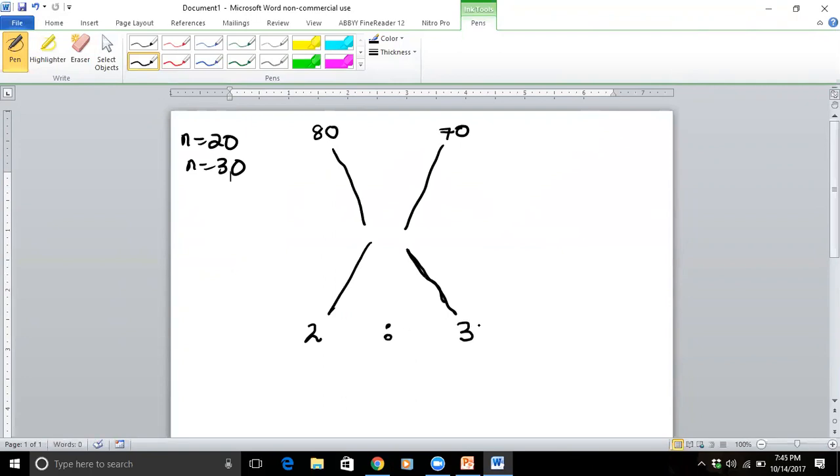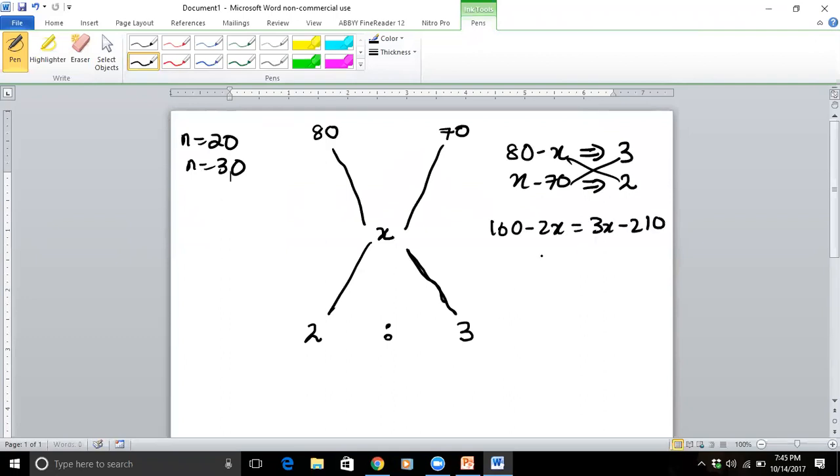So if I need to find out the overall average of the entire class, I'm going to make use of the mixture diagram. I'm going to keep the overall mean value to be X, and I'm going to subtract along the diagonals like how we worked out in the general format of the mixture diagram. So this is going to be 80 minus X, and 80 minus X is going to represent 3 parts of your ratio, and X minus 70 is going to represent 2 parts of your ratio. So if I need to solve for X here, I'm going to cross multiply. So 160 minus 2X is equal to 3X minus 210. So 5X is equal to 370. X is going to be equal to 74.